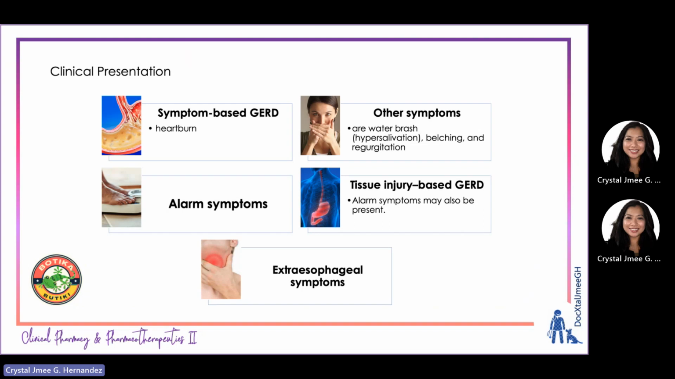This may include dysphagia or difficulty in swallowing, odynophagia or painful swallowing, bleeding, and weight loss. We can also look at tissue injury-based GERD with or without esophageal symptoms, which may include esophagitis, the inflammation of the esophagus, esophageal stricture, a decrease in the lumen diameter, and Barrett's esophagus.